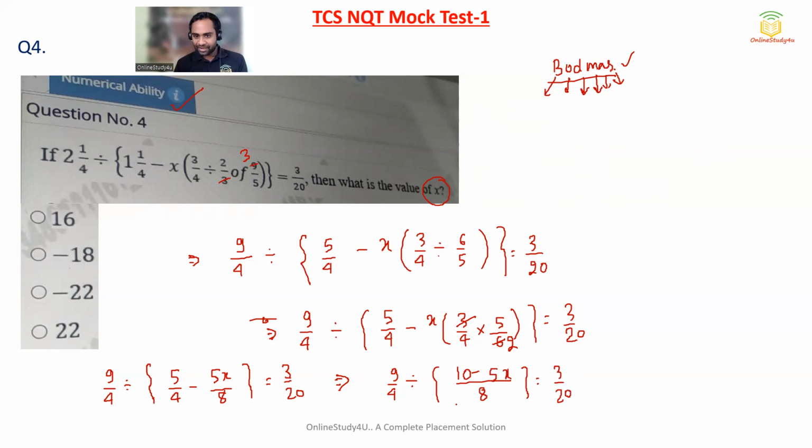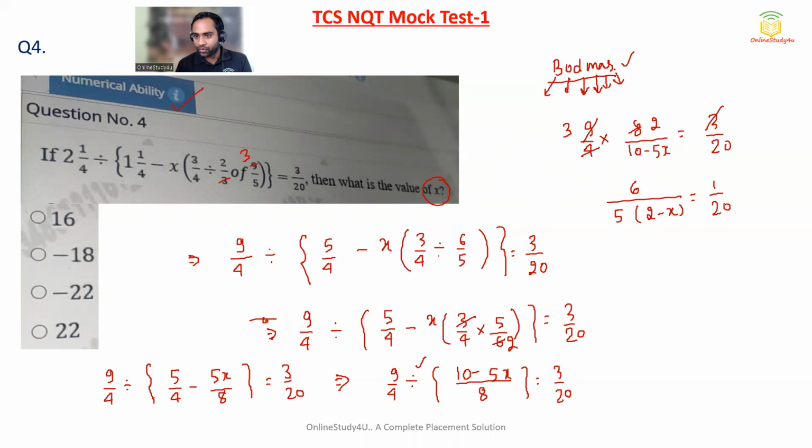Now here it is division. So if I change to multiplication, 9 by 4 into 8 divided by, say division, if you are changing to multiplication, it will just become reverse. 10 minus 5 of x will be equal to 3 by 20. Now you see, 4 2s are and 3 will divide this by 3 times. So 3 3s are, fine. So 3 into 2 is 6. And from here you take 5 common. So 2 minus of x will be equal to 1 by 20.